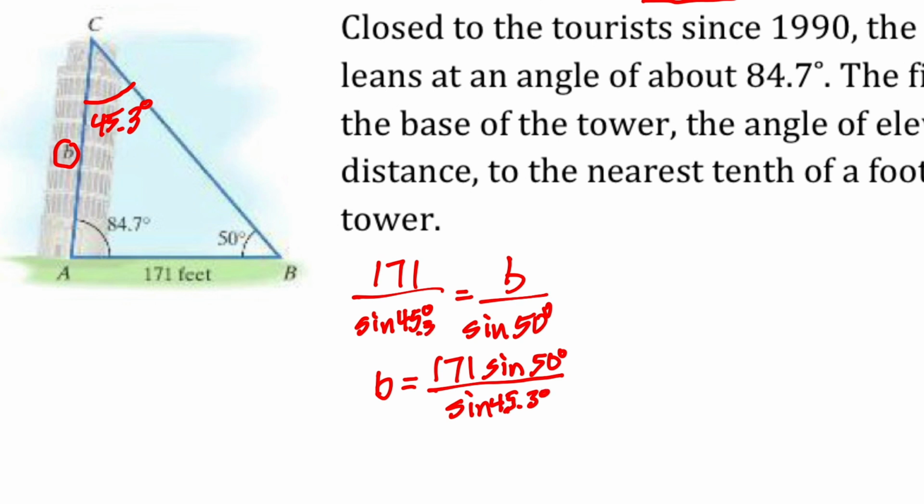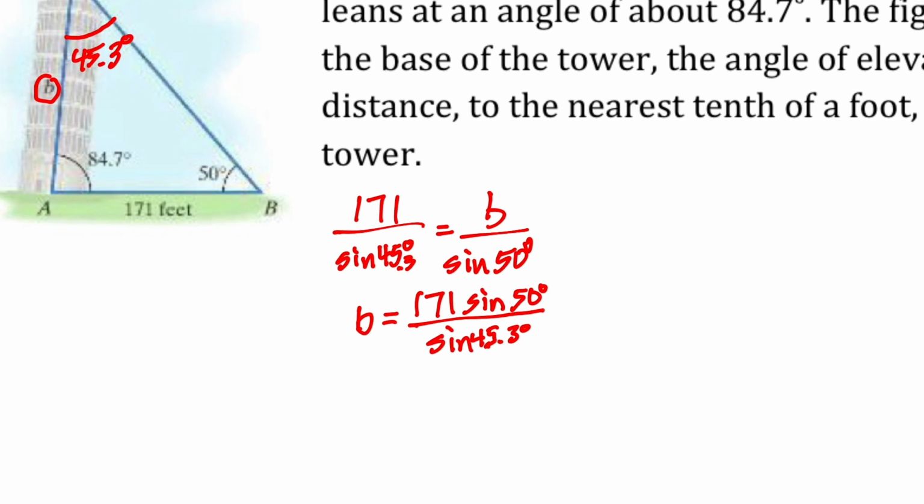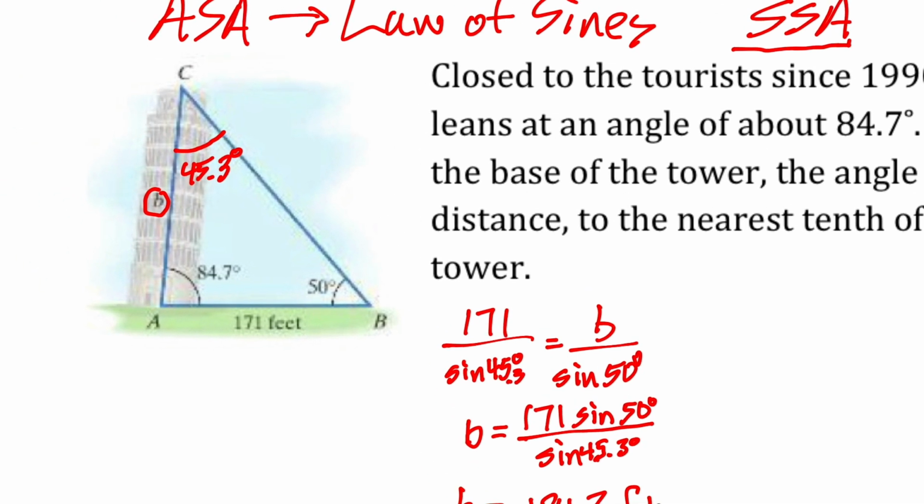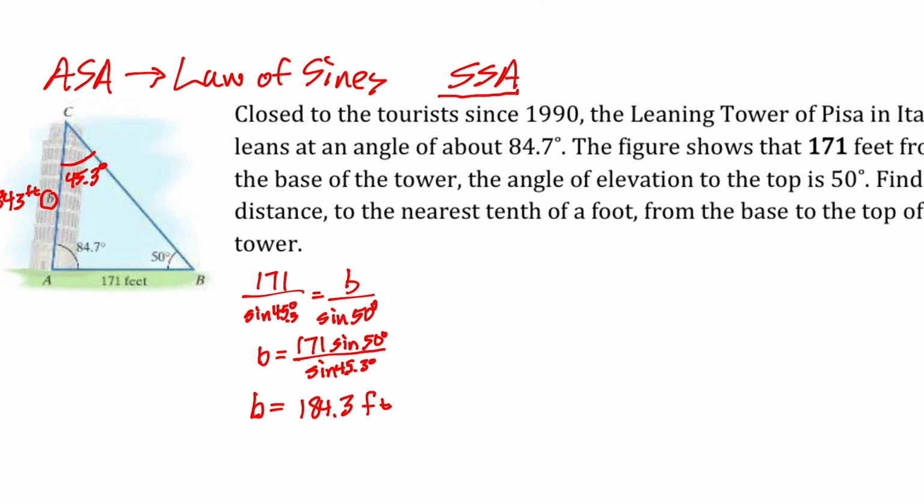All right, so this is just type it into the calculator, and usually, rounding these to one decimal works out fine. So when I do this in the calculator, we come up with 184.3 feet. So that the Leaning Tower of Pisa is 184.3 feet tall. So that is a classic example that you would be likely to see on a final exam.